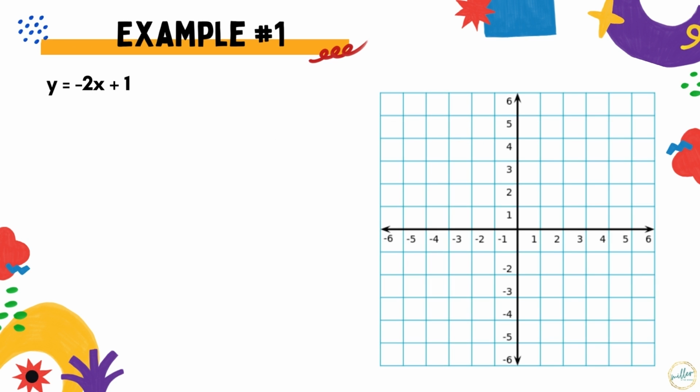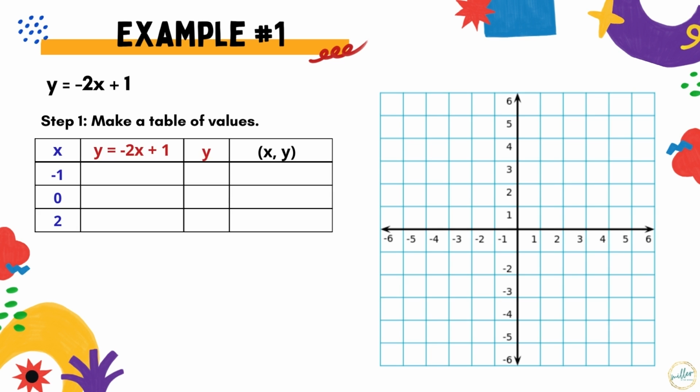Let's try a few examples. y equals negative 2x plus 1. The first step is to make a table of values. These values are going to be the solutions or the points that we could substitute into the equation for x and y to make the equation true. We're going to try substituting in the values negative 1, 0, and 2 for x, and each time we'll see what we get for y.